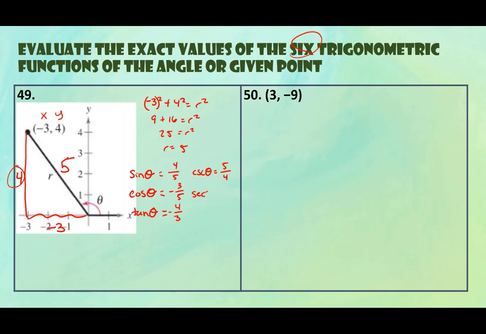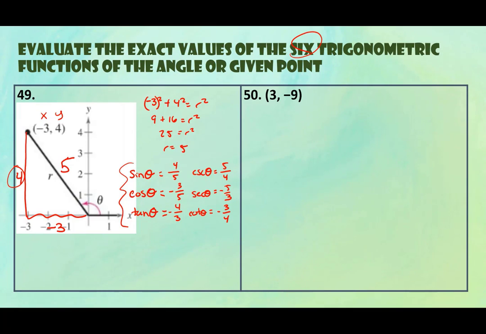For our cosecant, you're just going to flip them, so it's going to be 5/4. For our secant, you're just going to flip these, so it's going to be -5/3. And for cotangent of theta, you flip them, so you're going to get -3/4. I always try finding these 3 first because it's very easy to find the other 3 just by flipping them.